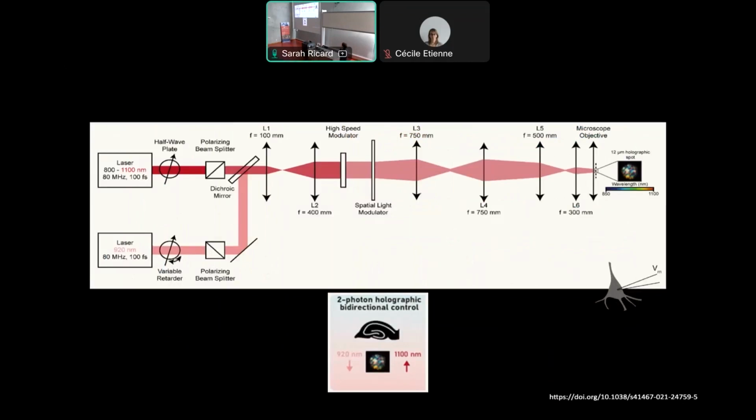Our role in this work was to demonstrate that this was also possible using two-photon excitation. So this is the setup that we used. We have a tunable laser and a power control here. We have a dichroic, which allows us to combine the two wavelengths. Remember, we need two wavelengths to excite and inhibit. Then we use the spatial light modulator to perform holography, to generate these holographic spots. We're able to generate holographic spots between 850 and 1100 nanometers.